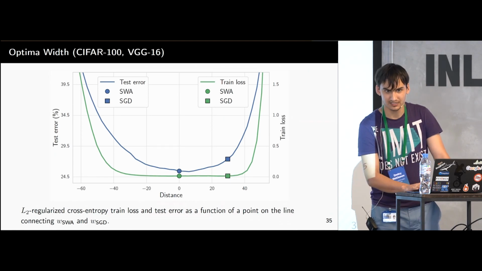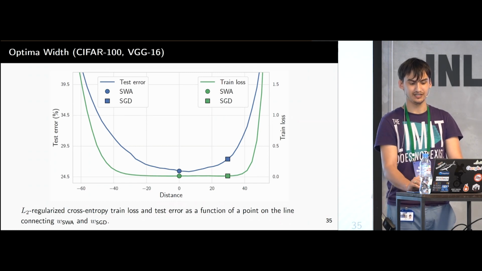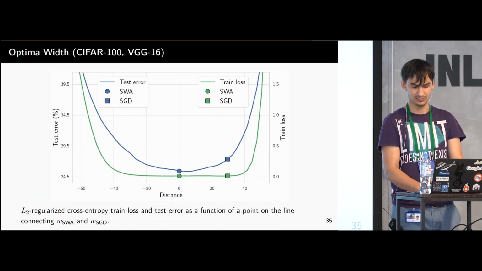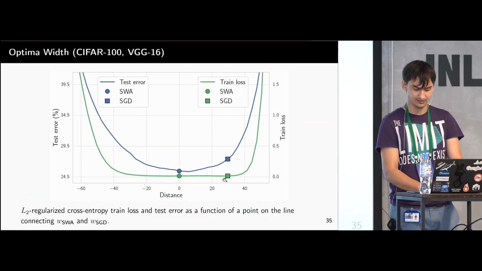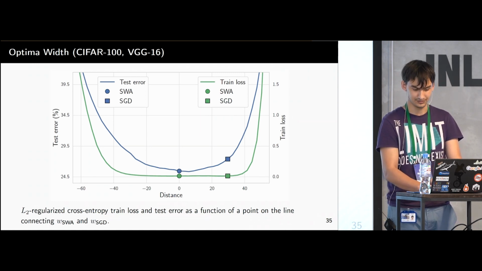Okay, so we can assess the width of the SWA point versus the width of the SGD point. One simple way to do it is just to connect the SGD point and the SWA point with a straight line, and then plot the train loss and the test loss along this line. And as you can see, the SGD point goes near the edge of the optimum. So if you go in this direction, you obtain a very sharp direction, so the loss increases very soon.